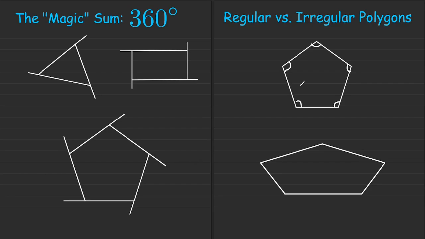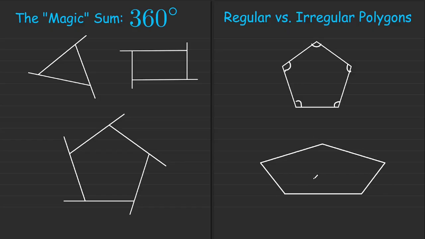All the 7 sides are equal. You see, if it is a decagon, all the 10 sides are equal. That makes it regular. And if all the sides are equal, then all the angles are also equal.